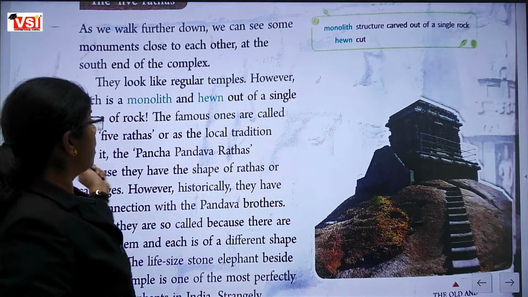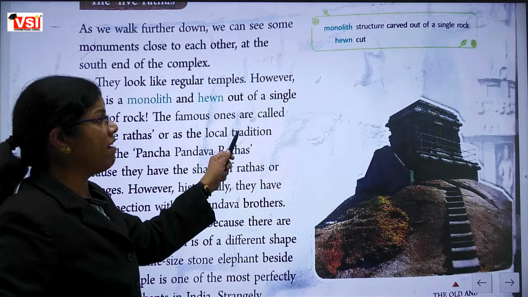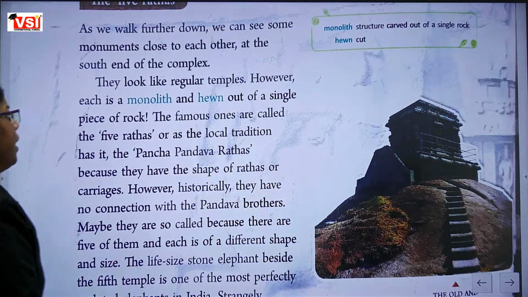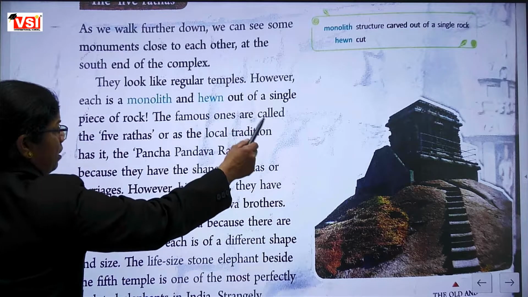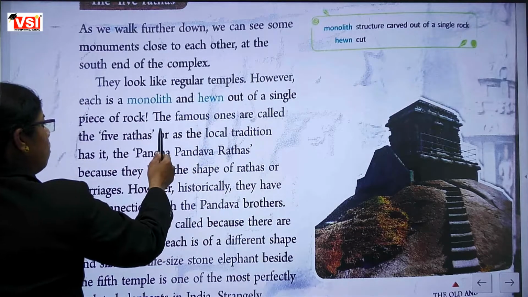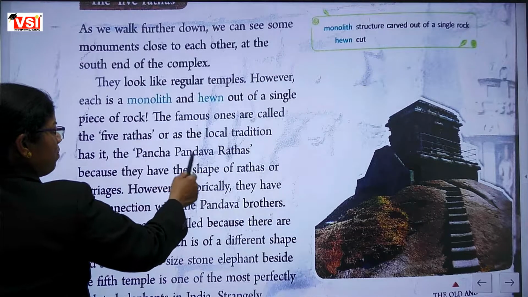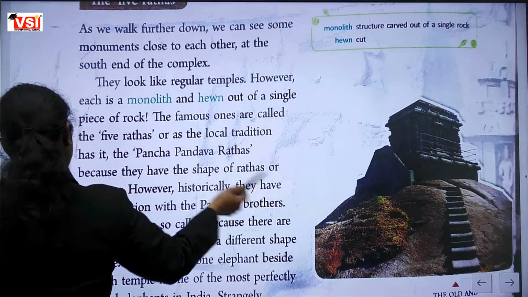Means all the structures are cut and made from a single rock. Each and every structure is made from a single rock, and hewn means cut and made. The famous ones are called the 5 rathas, or as the local tradition has it, the Panch Pandavas Rathas, because they have the shape of rathas or carriages.